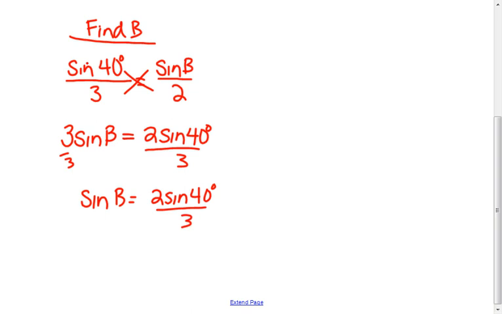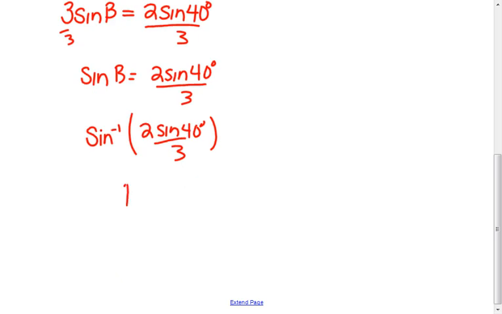Now, when you're missing an angle, then you need to put inverse sine in. So you're actually going to enter this into your calculator like this: sine negative 1 of 2 sine 40 over 3. And when you do that, make sure your calculator is in degree mode, and your beta should come out to be 25.37 degrees.